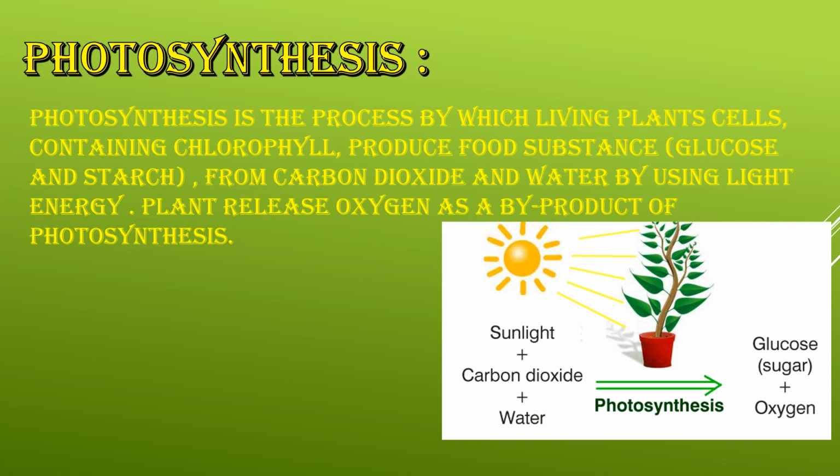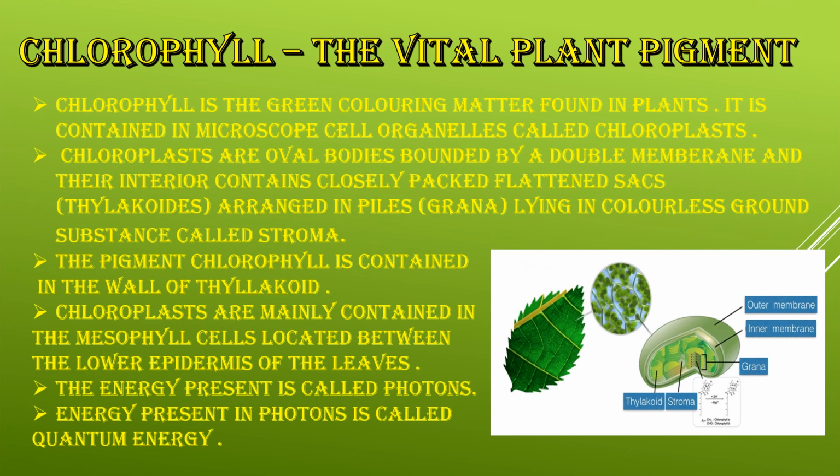Next, chlorophyll, the vital plant pigment. I'll tell you the meaning of chlorophyll. Chloro means green, phyll means leaf, the green color of the leaf. It's a green coloring matter present in plants. It is contained in the microscopic cell organelles of plants called chloroplasts.